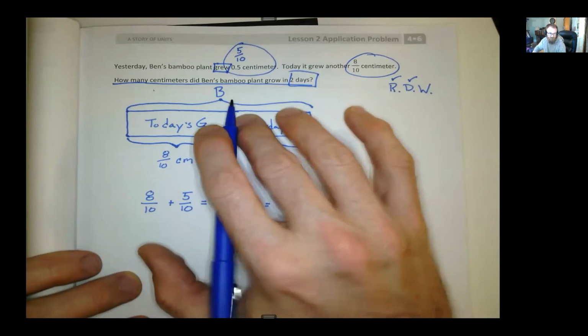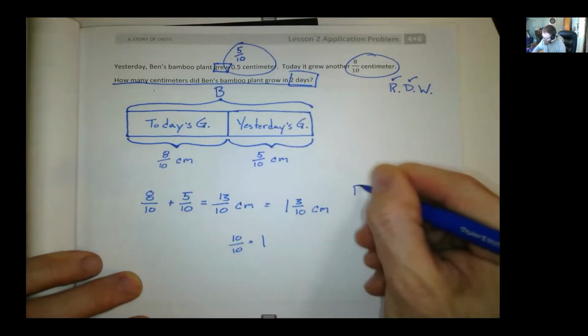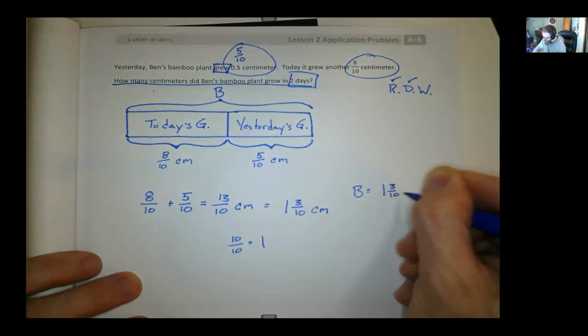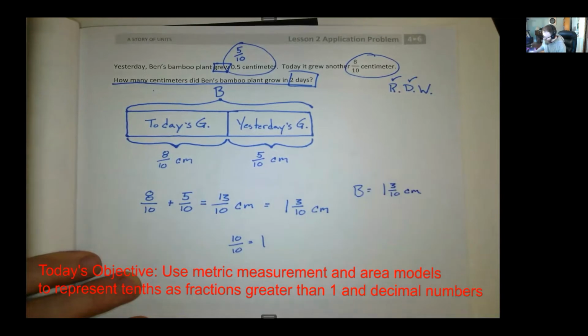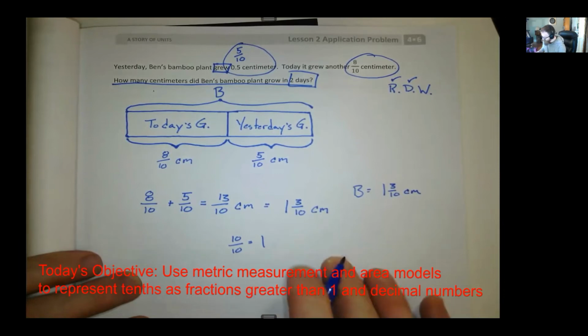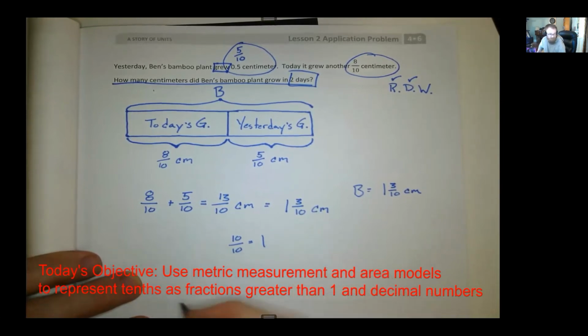From our equation here, from our diagram here, B equals 1 and 3/10 of a centimeter. Our last step is to write this answer as a complete sentence. What is the value, 1 and 3/10 centimeters? It is the amount Ben's bamboo plant grew in 2 days.